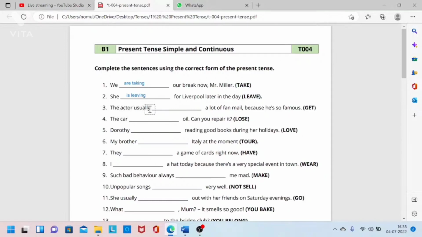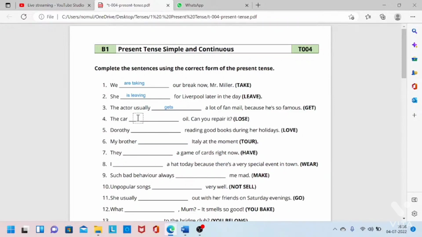The actor usually dash a lot of fan mail because he's so famous. So using get we have to write. Okay, using the get verb we have to use a get word and we have to complete the sentence now. So what happens here? The actor usually, what we have to write? Gets. Okay, the actor usually gets a lot of fan mail because he's so famous. Yes. So let us see next.